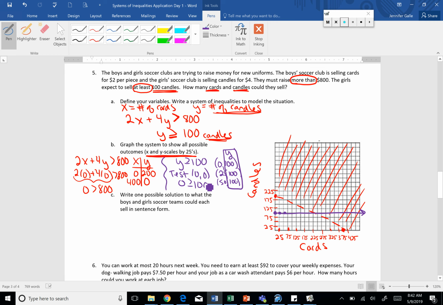And make your comparison. Don't put another 0 with the 100. We don't want to turn it into 1,000 or turn it into a 0. You can only put the zeros in where there's variables. All right, so is 0 greater than 100? Nope. So we're going to shade that top side of the line where 0, 0 is not.